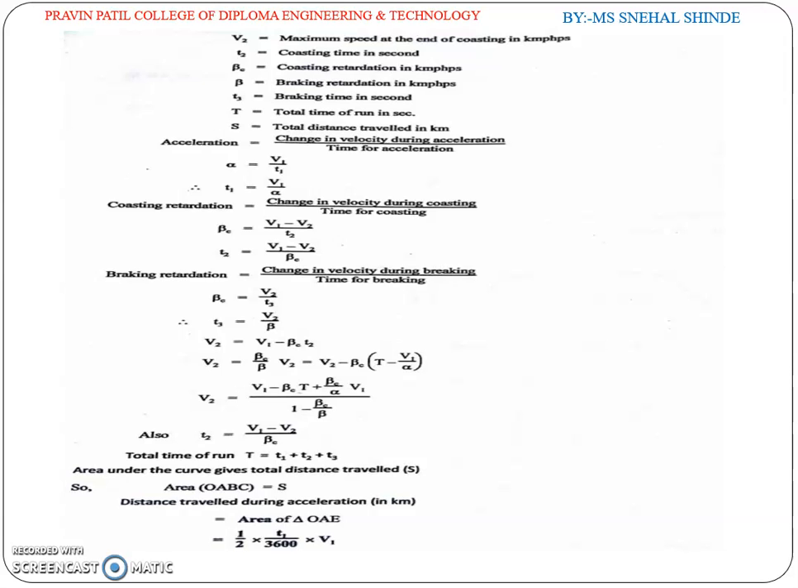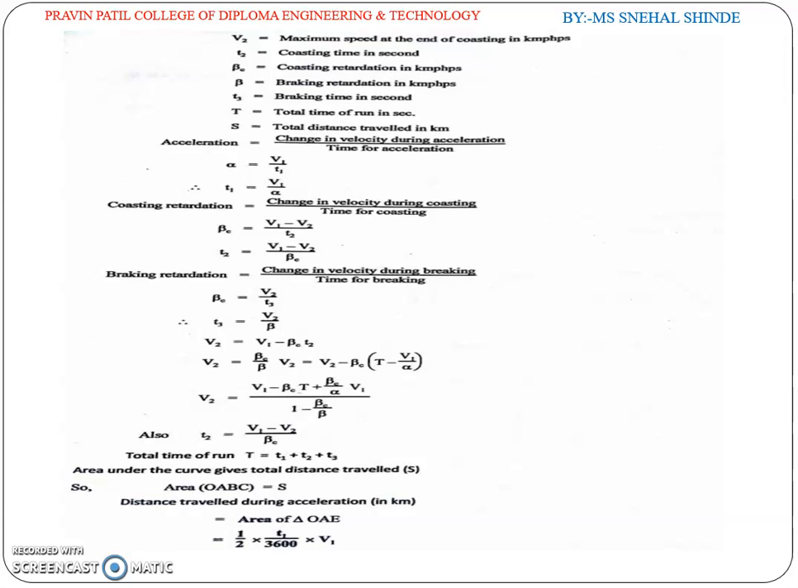Beta equals the braking retardation in kilometer per hour per second. T3 equals the braking time in seconds. Capital T equals the total time of run in seconds. S equals the total distance travelled in kilometers. Acceleration equals the change in velocity during acceleration divided by the time for acceleration. Alpha equals V1 upon small t1. Therefore, t1 equals V1 divided by alpha.